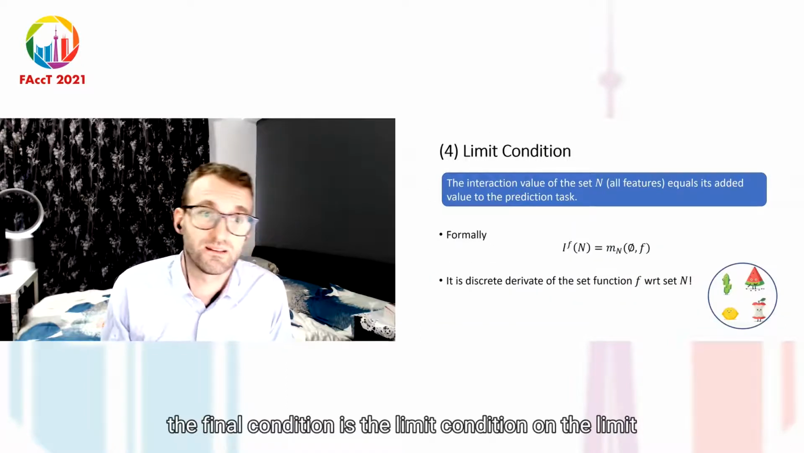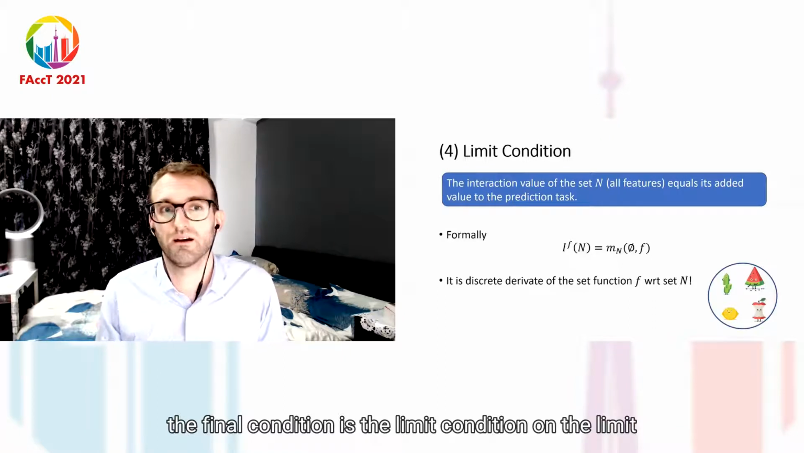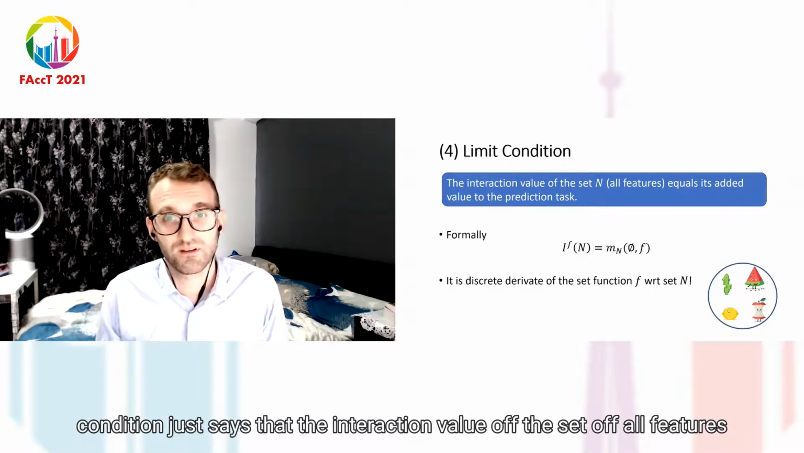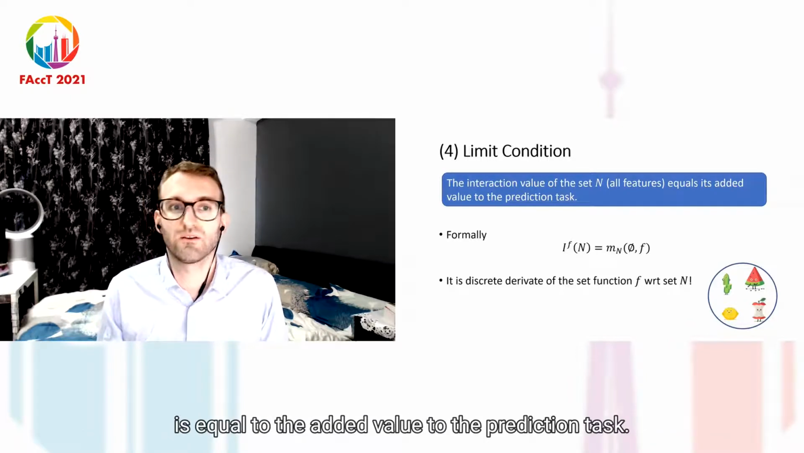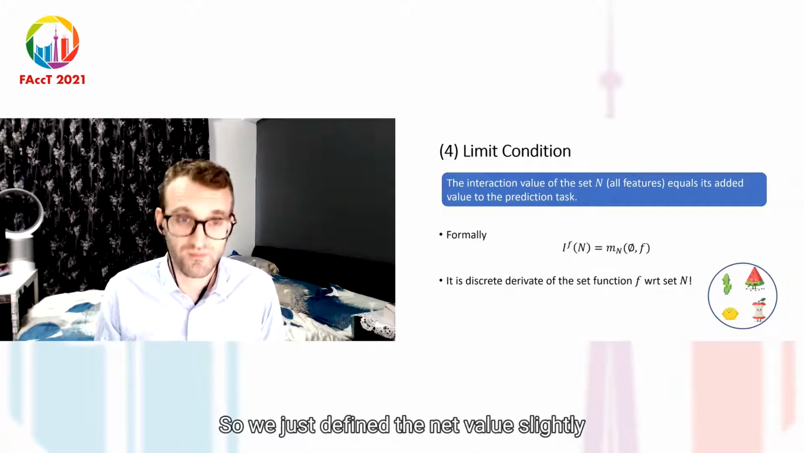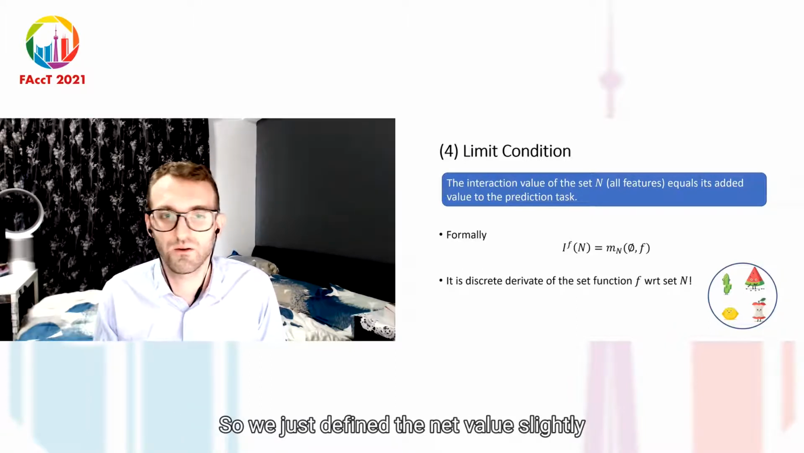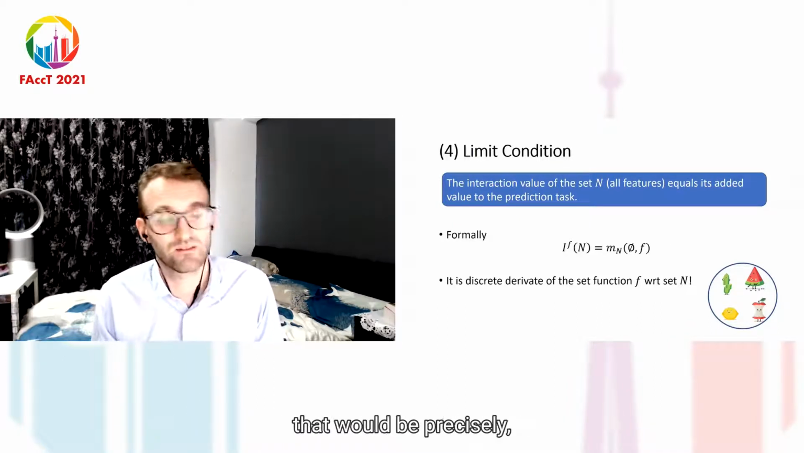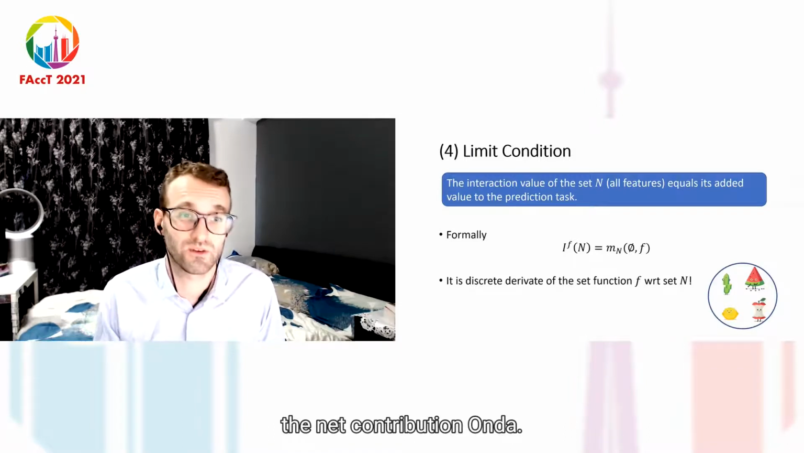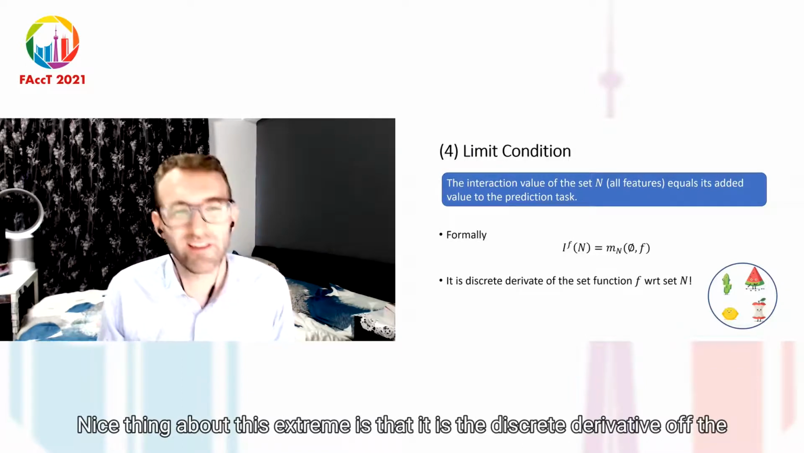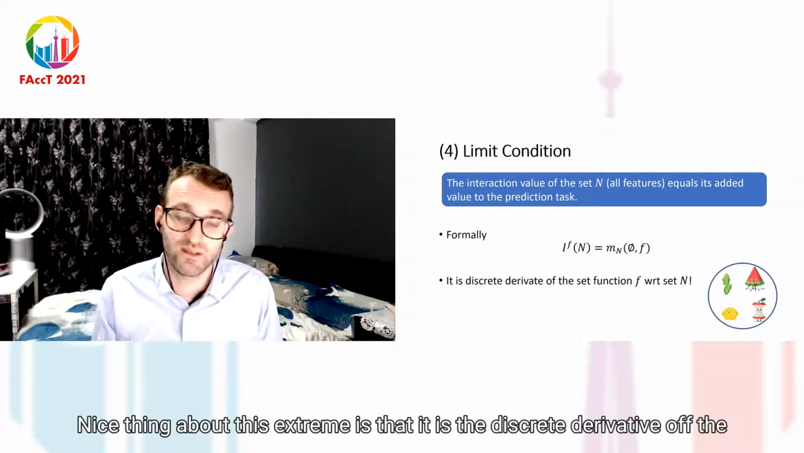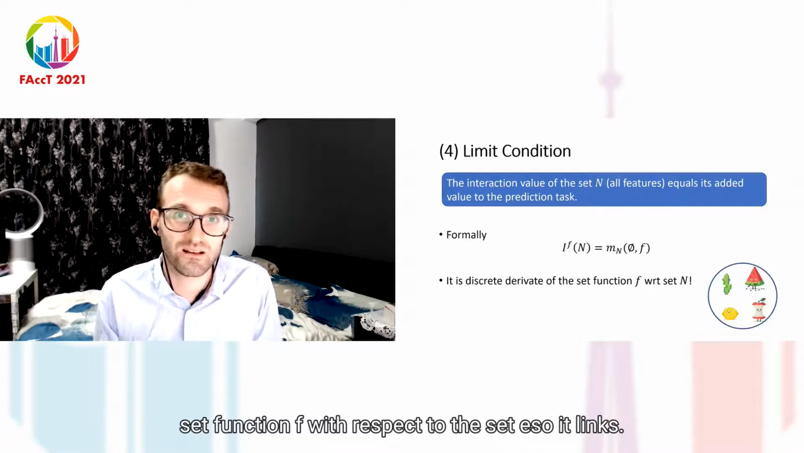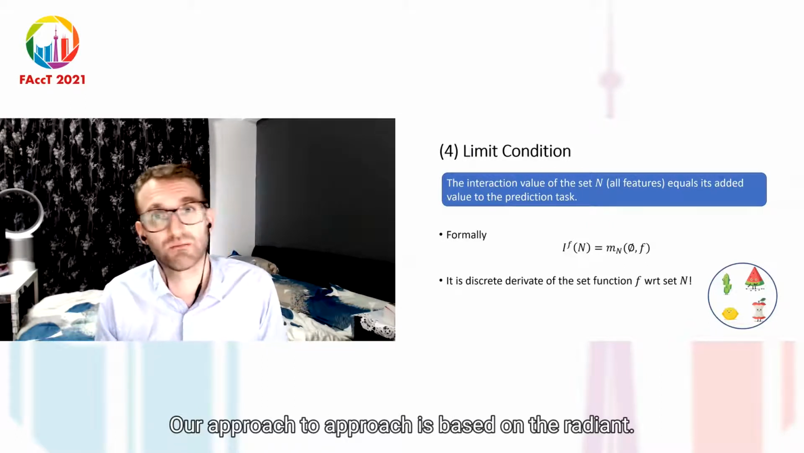The final condition is the limit condition, and the limit condition just says that the interaction value of the set of all features is equal to the added value to the prediction task. So we just defined the net contribution as on the slide before, and if we look at the interaction of all features together, that should be precisely the net contribution. And the nice thing about this axiom is that it is the discrete derivative of the set function f with respect to the set N. So it links our approach to approaches based on the gradient.